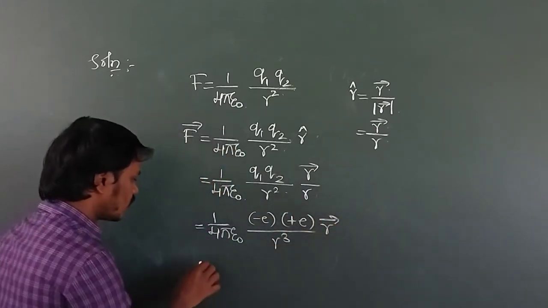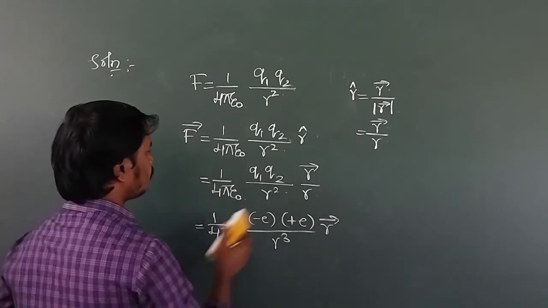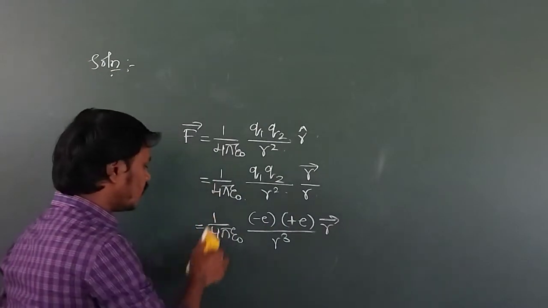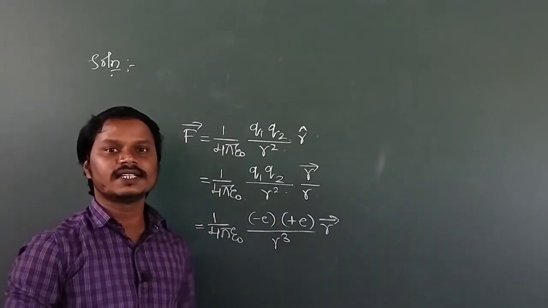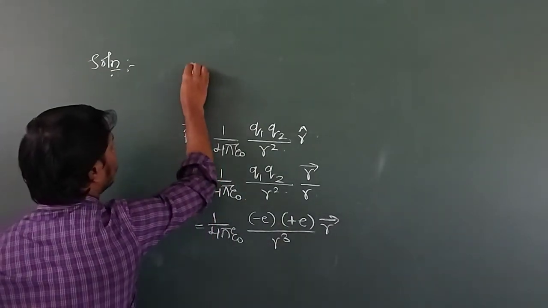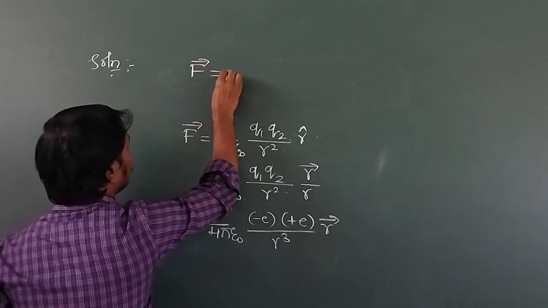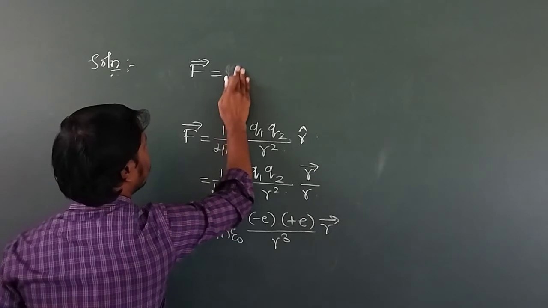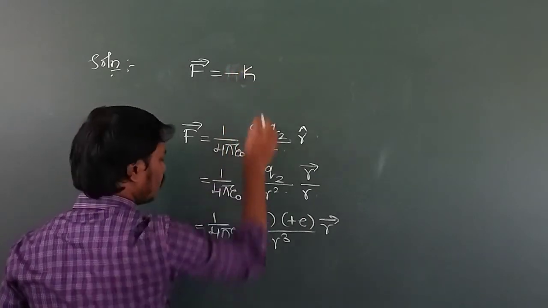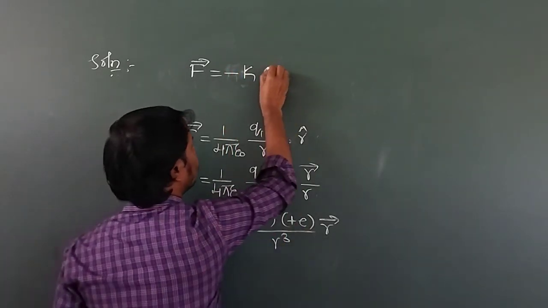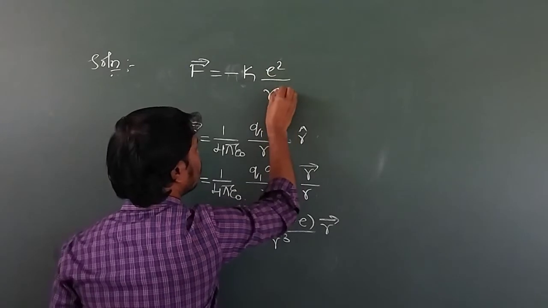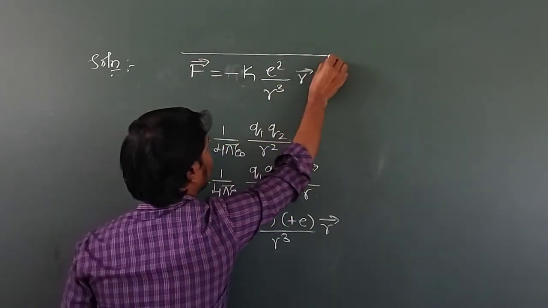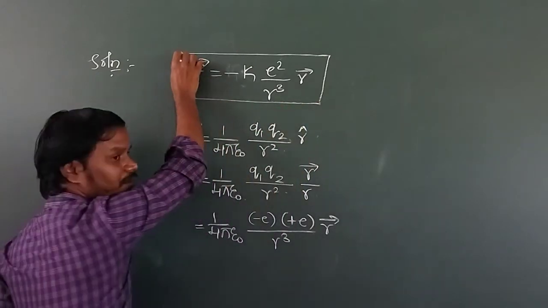Now what about the answer here? The answer is, I will take 1 by 4 pi epsilon naught as k, then vector F is equal to k, minus into plus, minus, so I will write it as minus k e into e, that is e square divided by r cube into vector r. This is the Coulomb force between the revolving electron and the nucleus.